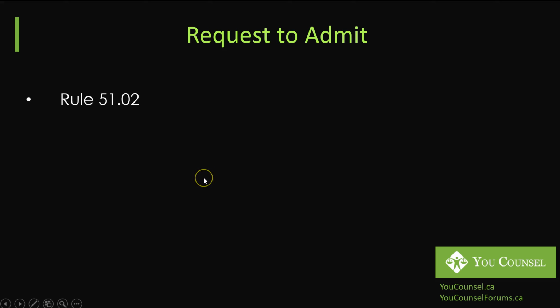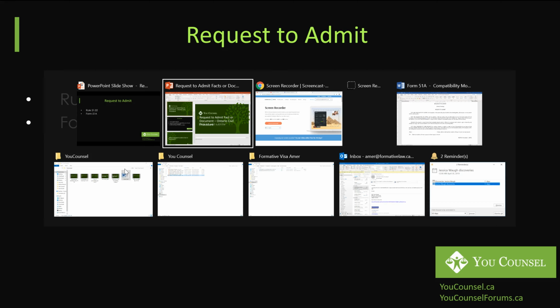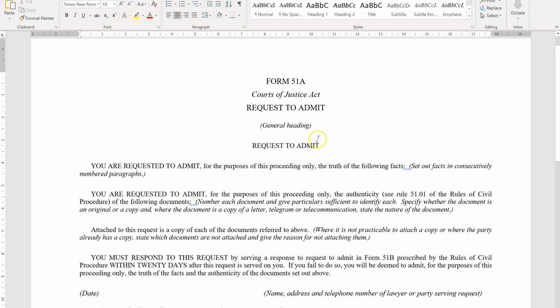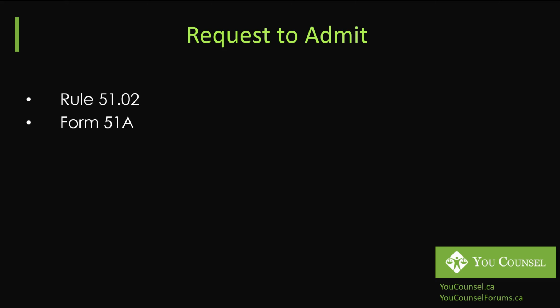So first of all, Rule 51.02, you want to read that, and that rule explains that you can serve this request to admit through Form 51A. I can quickly show you this form. This is Form 51A, a request to admit. I'll come back to it and give you a sense of what is contained in that Form 51A and how you fill that out.